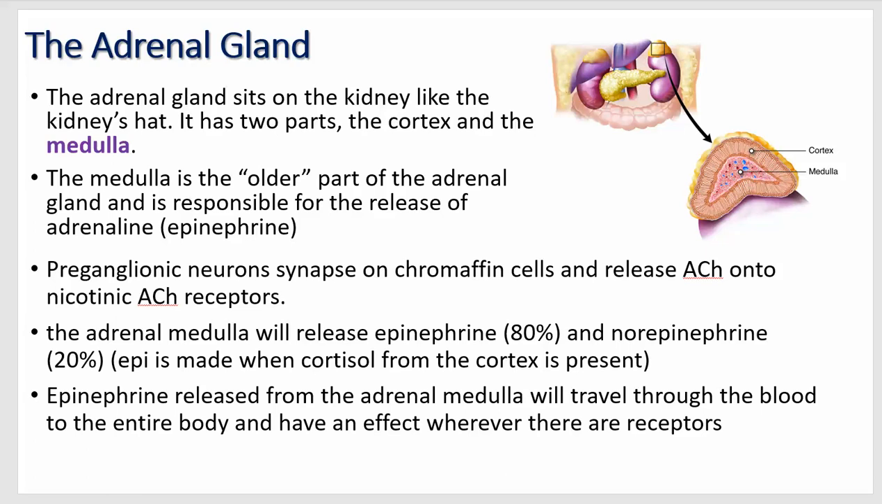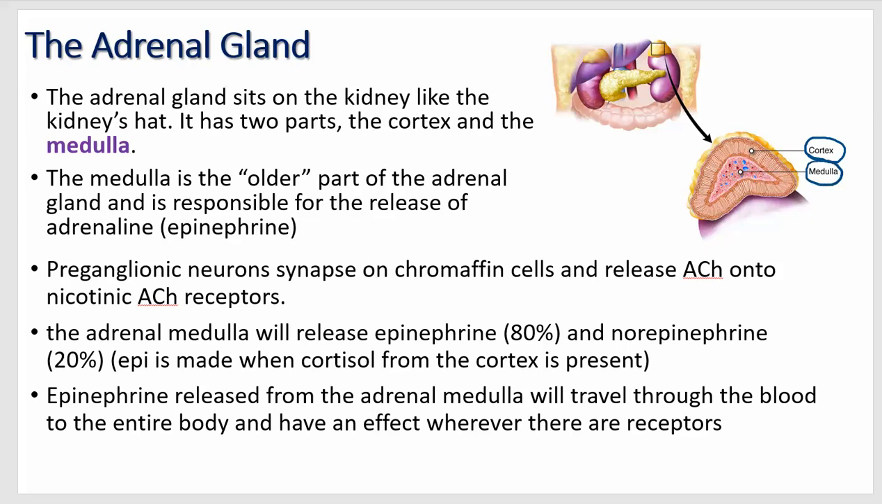All right, so adrenal gland. Let's talk about that because we've been kind of throwing that term out. The adrenal gland sits, speaking of sitting on things, on the kidney like the kidney's hat. Renal refers to the kidney. It has two parts, the cortex and the medulla. The cortex is the outer part and the medulla is the inner part.